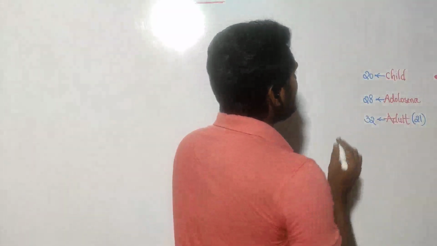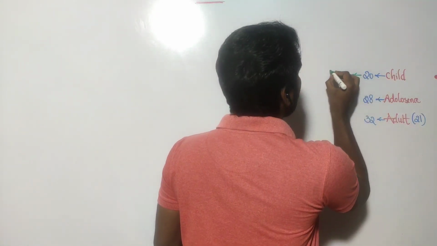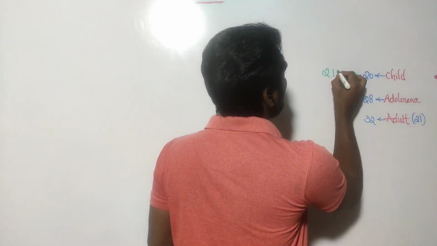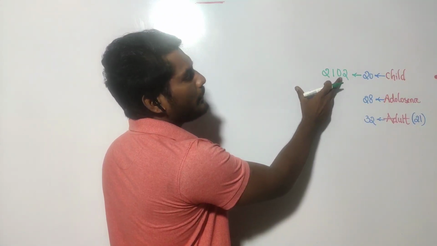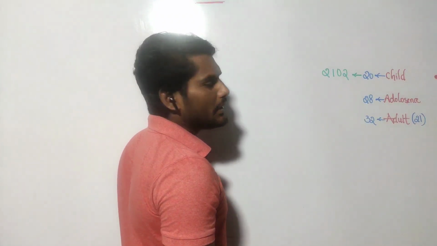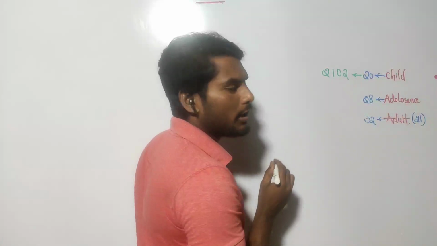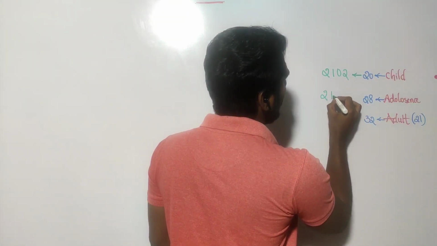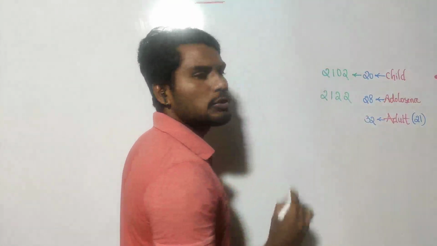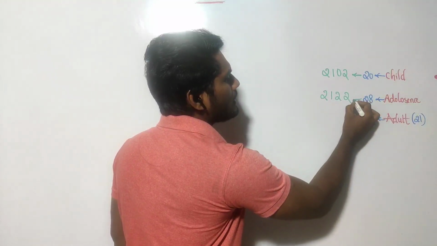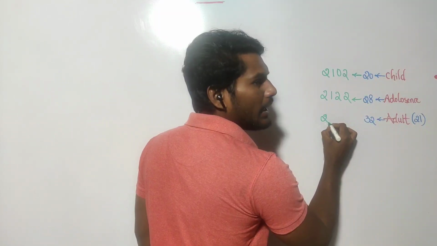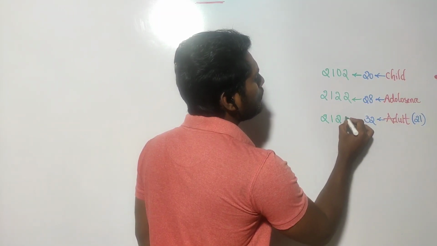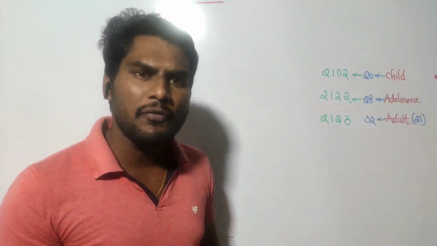What is the dental formula for a child? The dental formula for a child is 2102: incisor type, canine type, premolars and molars. The dental formula for adolescents is 2122. And the dental formula for an adult is 2123.